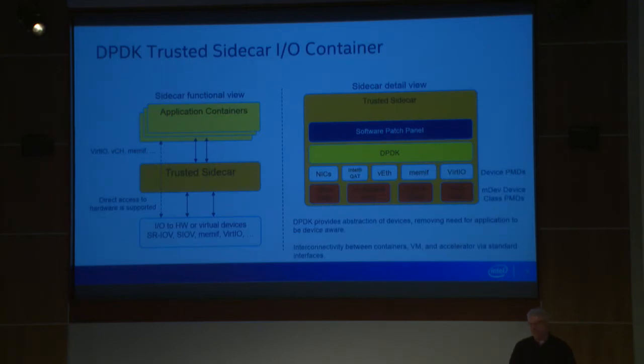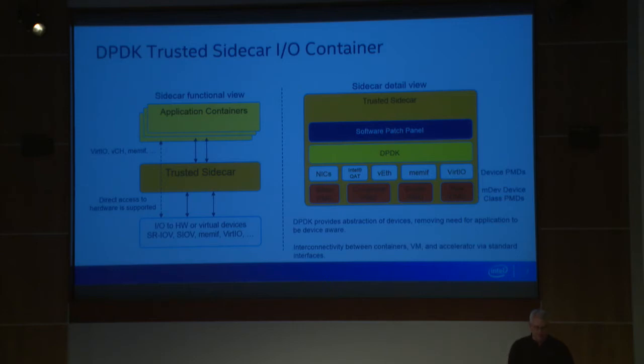So what is a DPDK trusted sidecar? From a sidecar functional perspective, applications or containers need to somehow connect to the outside world. Looking at the outside world, the virtual machines can connect many different ways. They can connect on VirtIO, they could connect on SIOV as an example. What DPDK provides is a great framework for abstracting a lot of that out.